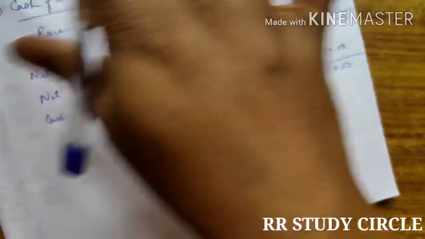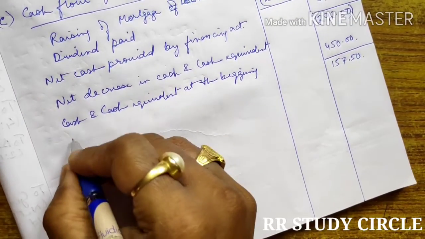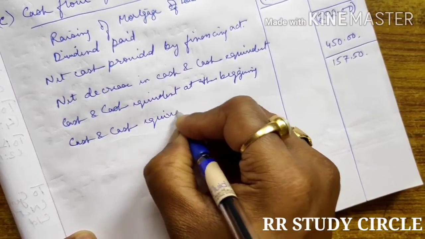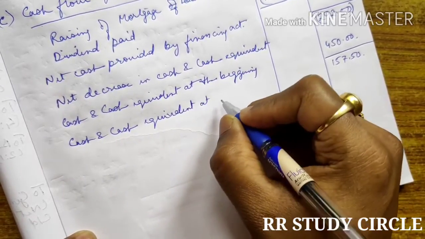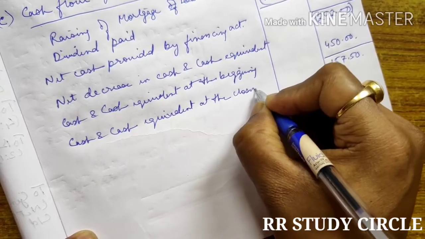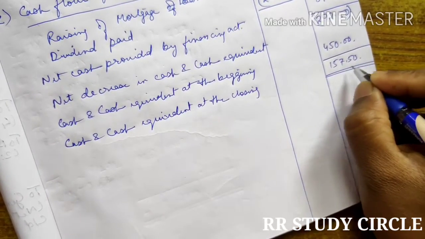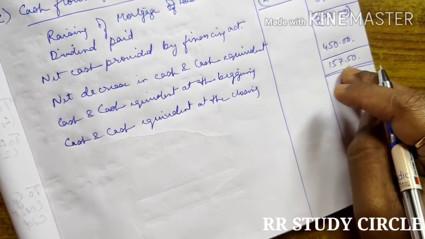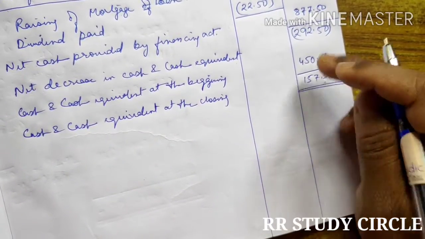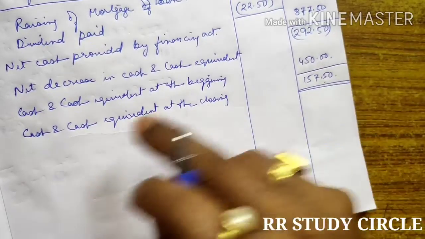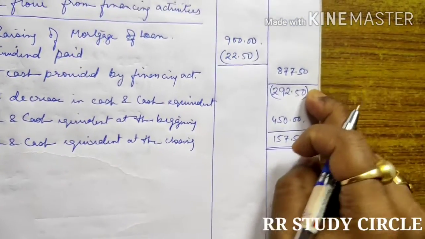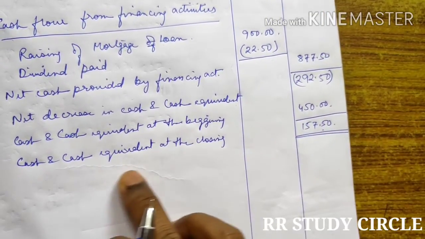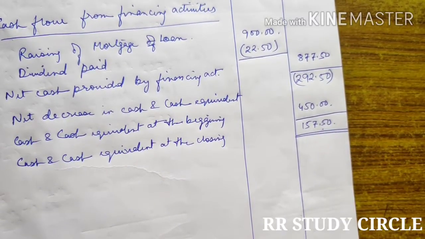Now if you have done your entire cash flow statement properly and correctly, you will see that the amount of cash and cash equivalent at the closing, you tally that this amount must be same. The cash and cash equivalent closing amount 157.50 was given at the end. So if you have done the problem correctly, you will find that the net decrease in cash and cash equivalent, plus cash and cash equivalent at the beginning, gives the cash and cash equivalent at the closing, which is given in the question.